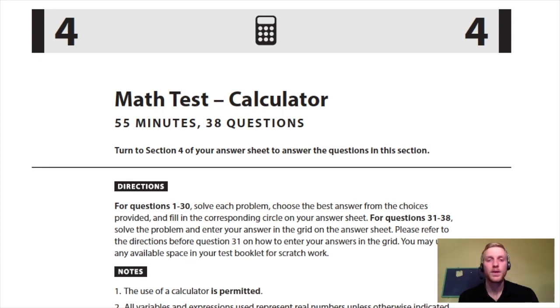So as I said in the first portion, the non-calculator portion, I think the biggest challenge is going to be the time limit more so than the actual difficulty of the test. In this section, we're going to have 55 minutes to answer 38 questions, so that gives us a little bit more time per question than in the non-calculator portion, but nevertheless, it's still going to be a pretty fast pace.